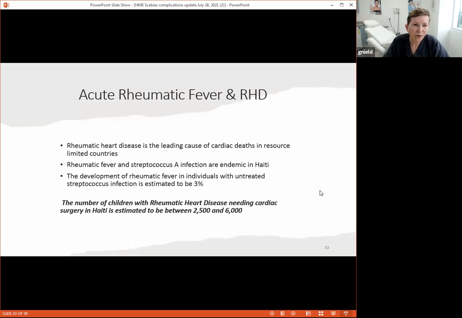So in summary, rheumatic heart disease is a leading cause of cardiac deaths in resource-limited countries. Rheumatic fever and Streptococcus A infection are endemic in Haiti. The development of rheumatic fever in individuals with untreated streptococcal infection is estimated to be 3%. And one recent statistic showed that the number of children with rheumatic heart disease needing cardiac surgery in Haiti is estimated to be between 2,500 and 6,000 children.